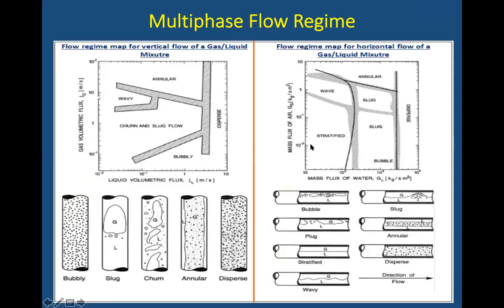Similarly, in case of the flow regime of the horizontal flow of a gas liquid pipeline, for the gas liquid mixture, we'll see the mass flux of water and mass flux of air. If mass flux of water is small and mass flux of air is medium, then you'll get stratified. Similarly, you'll get wavy when mass flux of air is high and mass flux of water is medium or small. Similarly, you can get slug flow, bubble flow, annular flow, and dispersed flow.